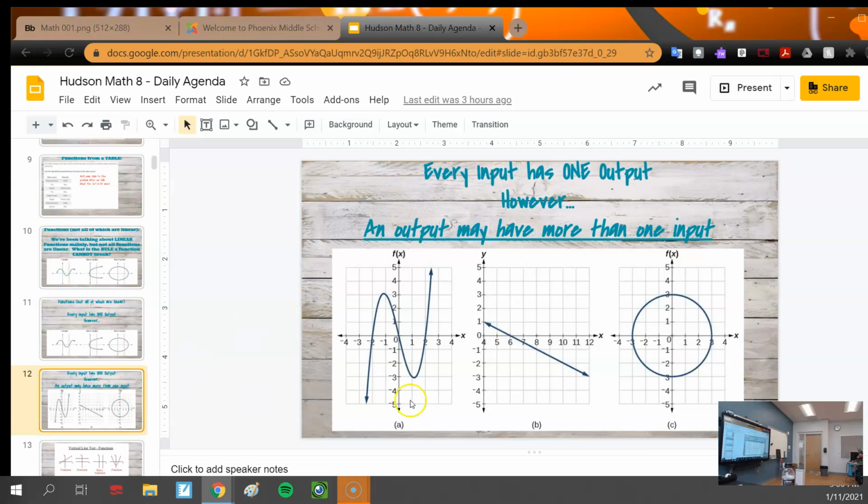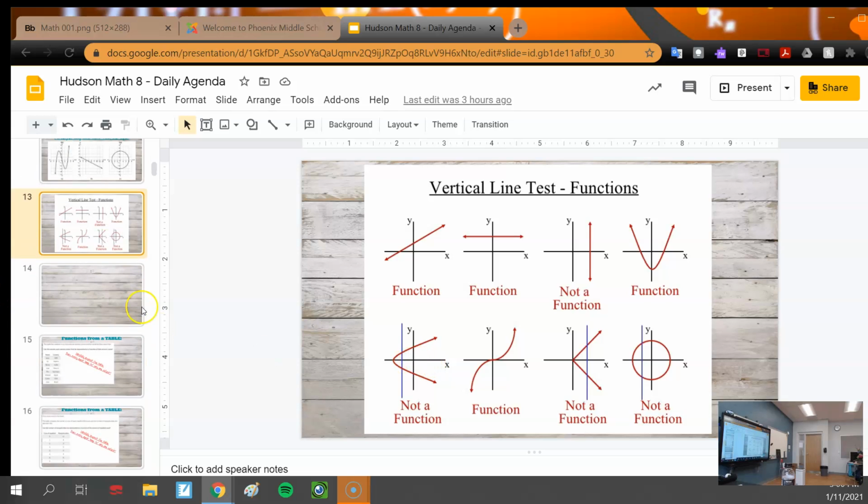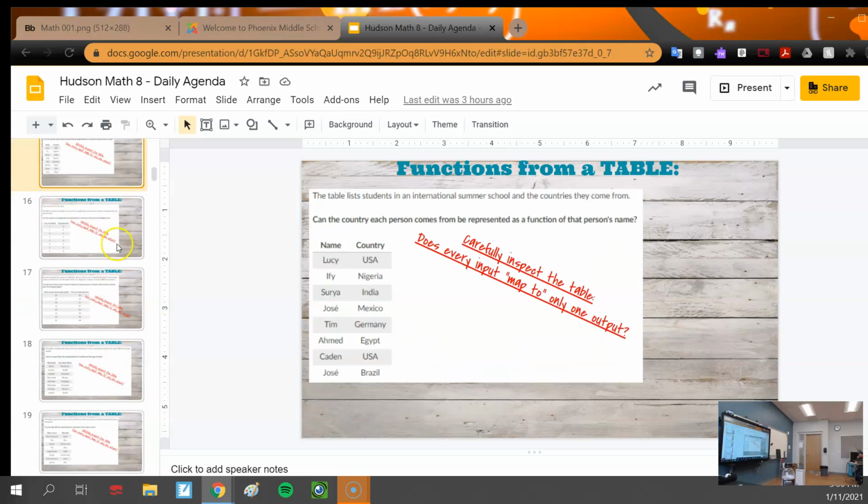We were discussing functions versus non-functions, because they can still be a relationship even if it's not a function. It can still be an equation even if it's not a function. Like this is y equals x squared, modified a little bit. This is just x equals y squared. They're still equations even when they're not functions.